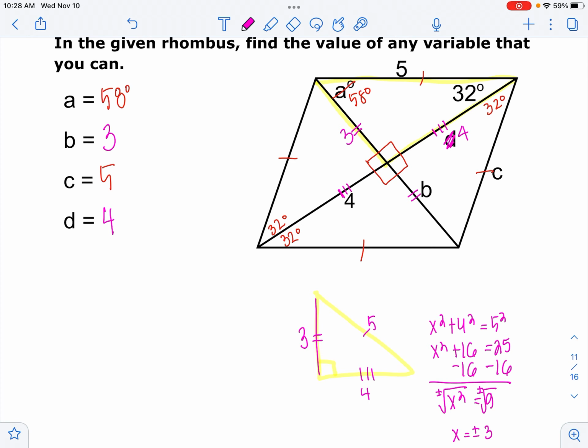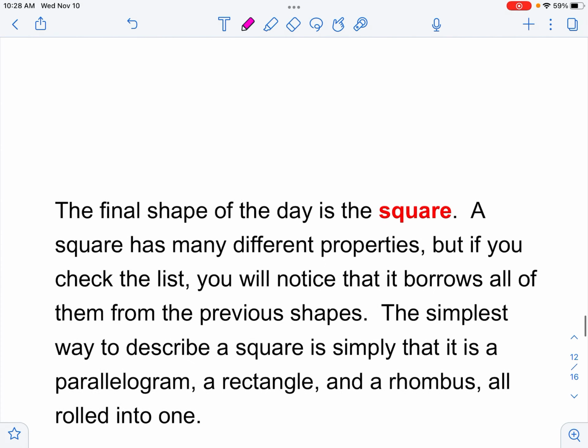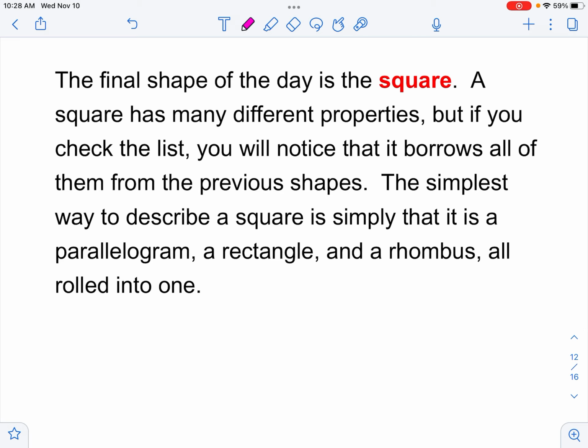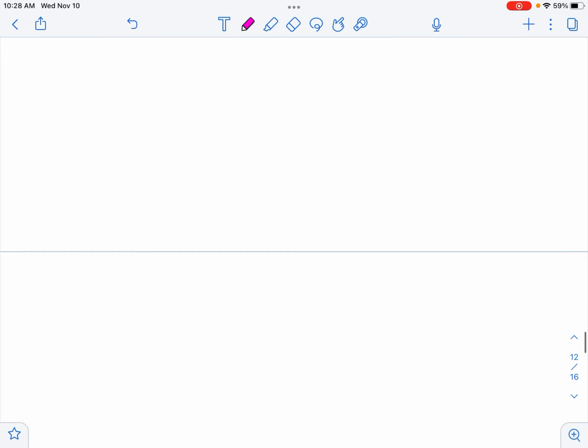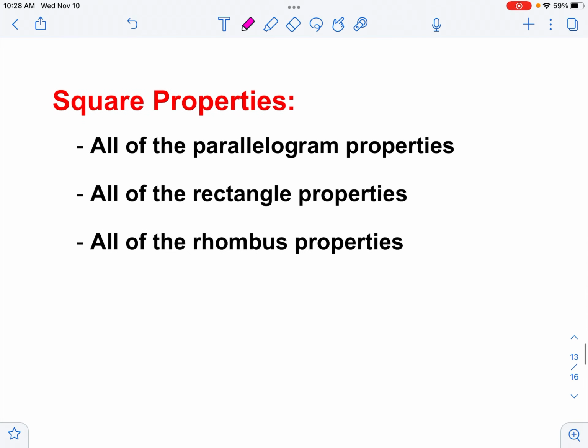All right. Next, what we need to do is move on to our final shape, which is a square. A square has many different properties, but if you check the list, you notice that all it does is borrow from our previous shapes. The simplest way to describe a square is that it's a parallelogram, a rectangle, and a rhombus. So it has all of the properties that we've talked about today.